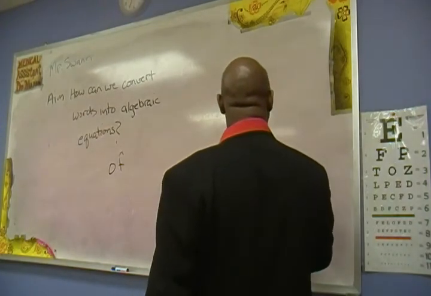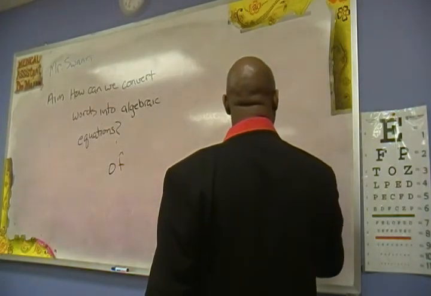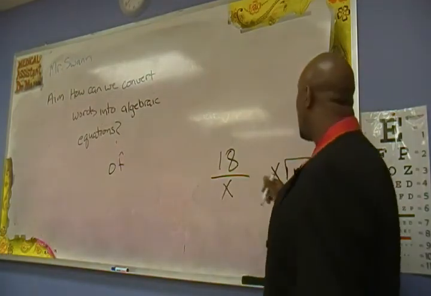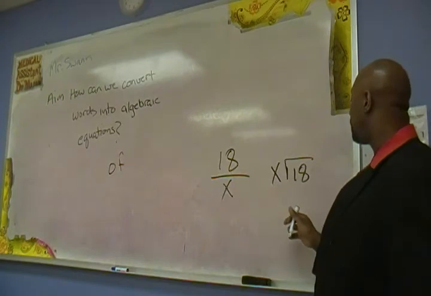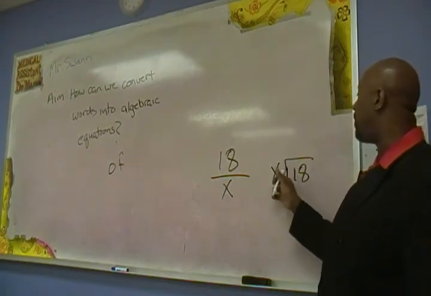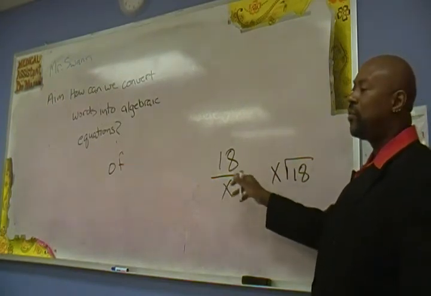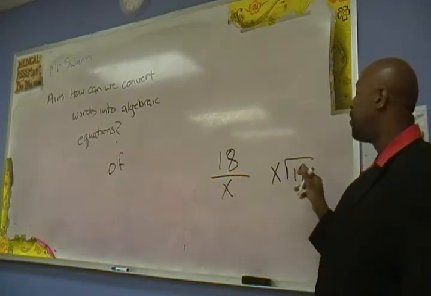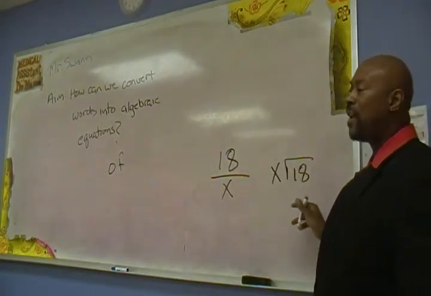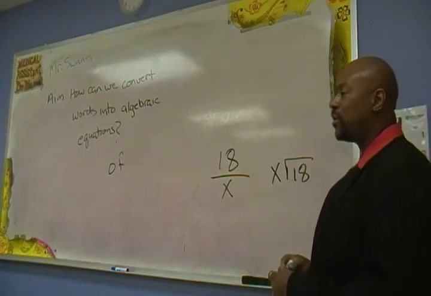Or if you want to look at it like this, but you're not going to see it like this. These two mean the same thing. 18 divided by x, 18 divided by a number. It's the same situation. Okay?